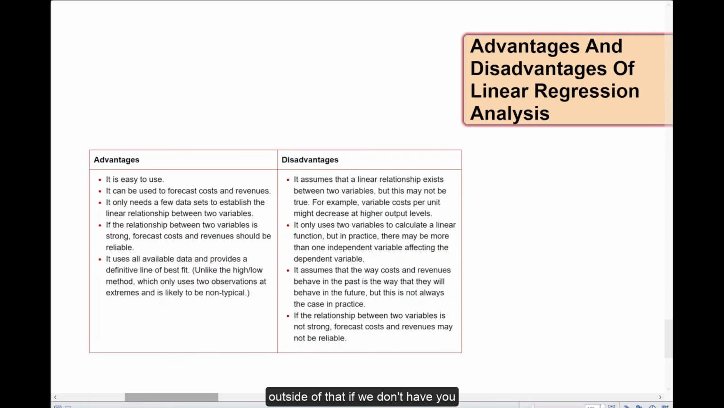And indeed, outside of that, if we don't have a strong relationship, if they're not strongly linked, but we're relying on them, the information that we get outputted could be rubbish. It could be irrelevant. We could be making decisions in the short to medium term based on figures that mean nonsense. Okay? So there's some key advantages and disadvantages.